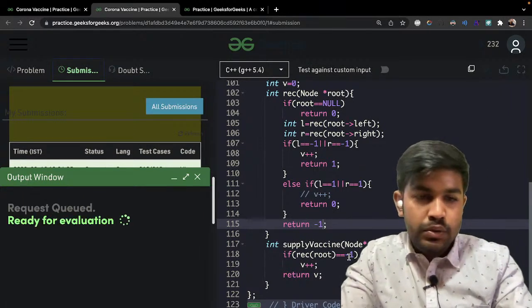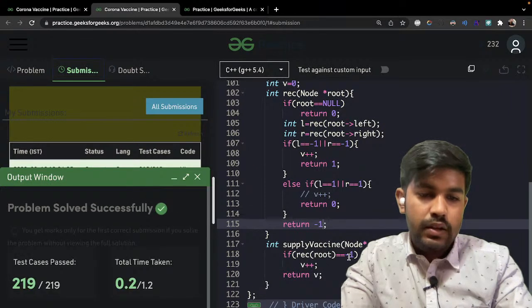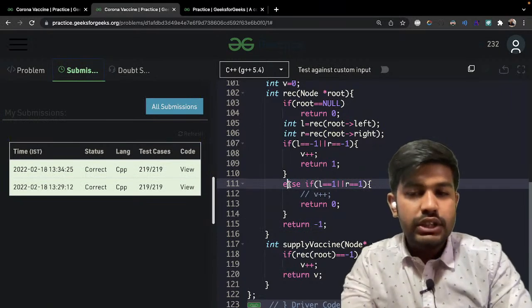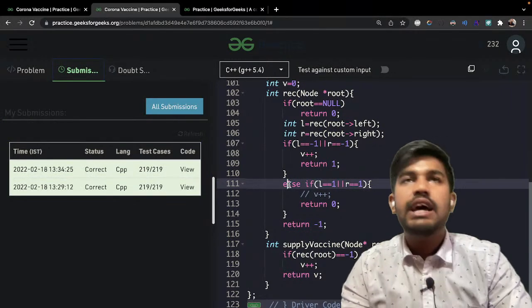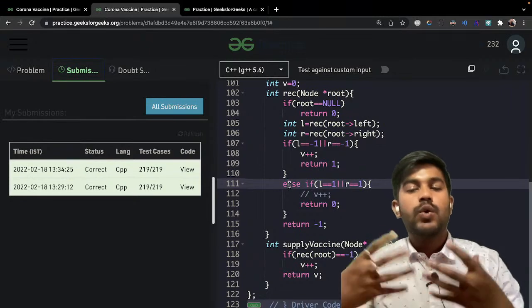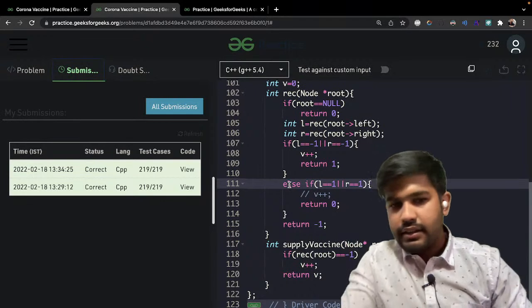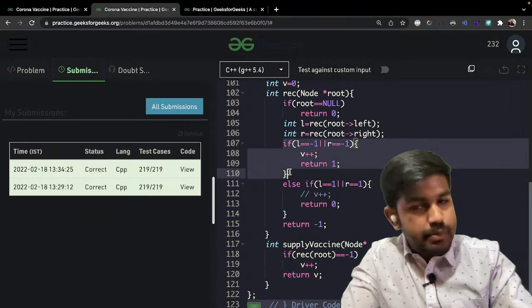Okay, expected 2, and we would quickly do. Okay, fair enough, so we are done. Basically, these are the two conditions. The first condition was that any of my child requires a vaccine. In that scenario, I would be vaccinating the parent. This is the condition where we are vaccinating the parent.